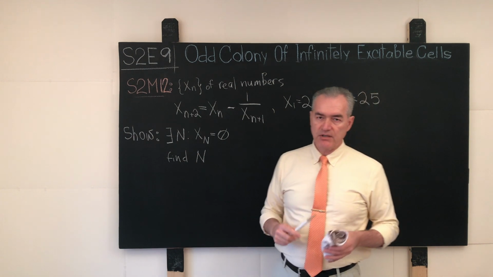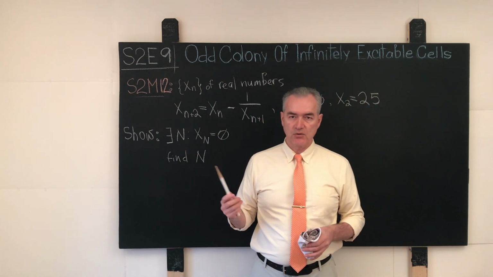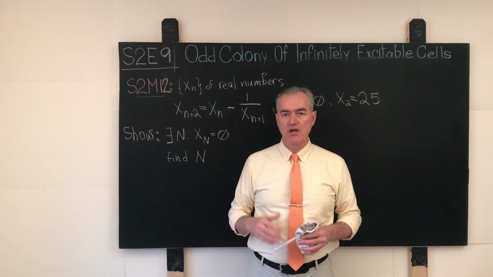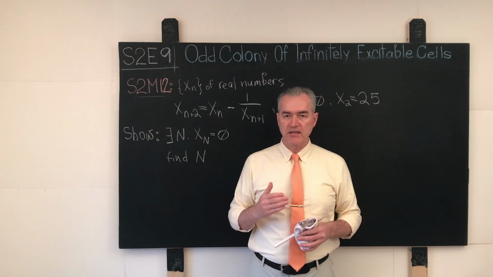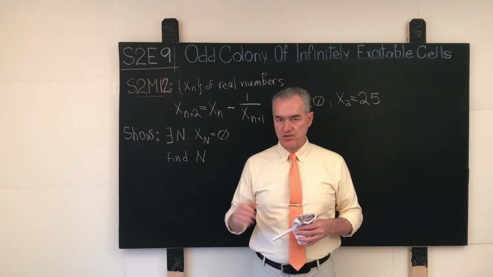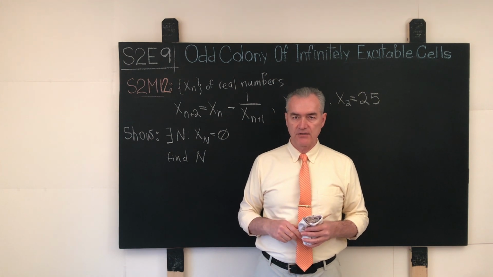And basically, in plain English, if a sequence of real numbers is defined as a recurrence relation as shown above, we're asked to show that there will be a zero element in that sequence, and we're asked to find the ordinal position of that element in that sequence.